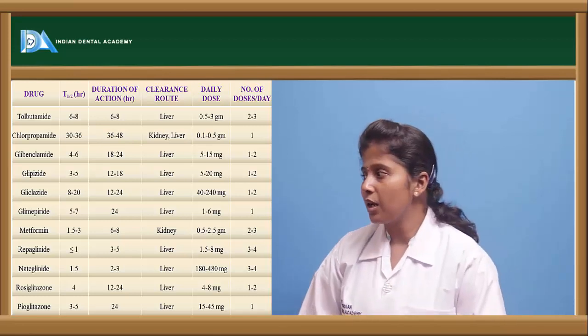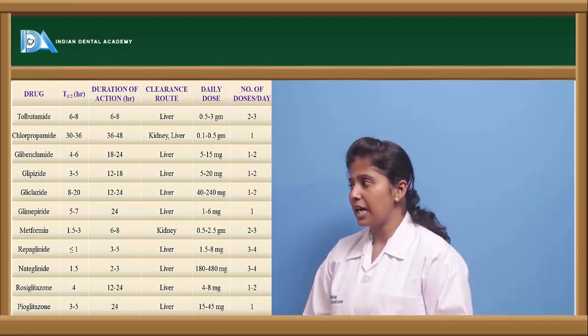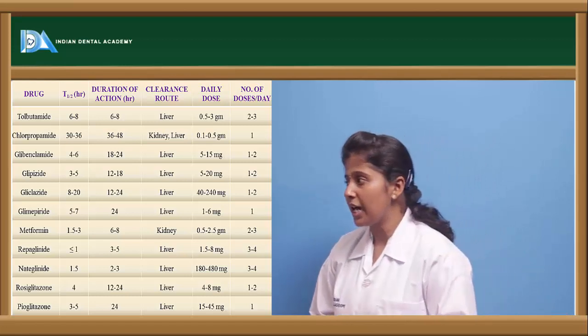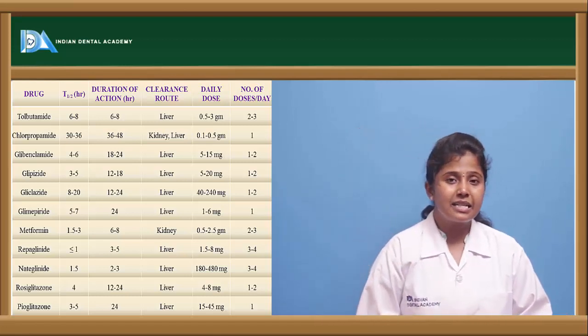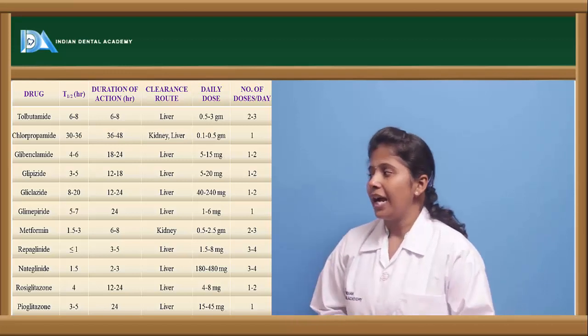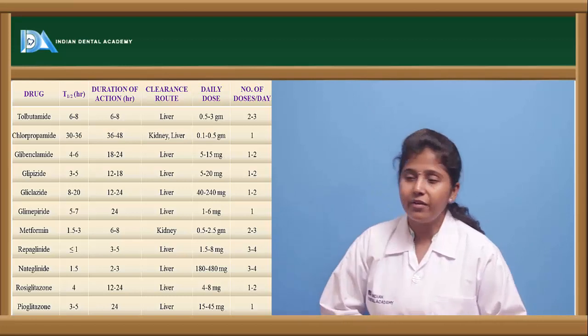The other drug is chlorpropamide, which has a T-half of about 30 to 36 hours, and the duration of action of this drug is about 36 to 48 hours. It is cleared from the body through the liver as well as the kidney, and only one dose is given per day at a dose of 0.1 to 0.5 grams.